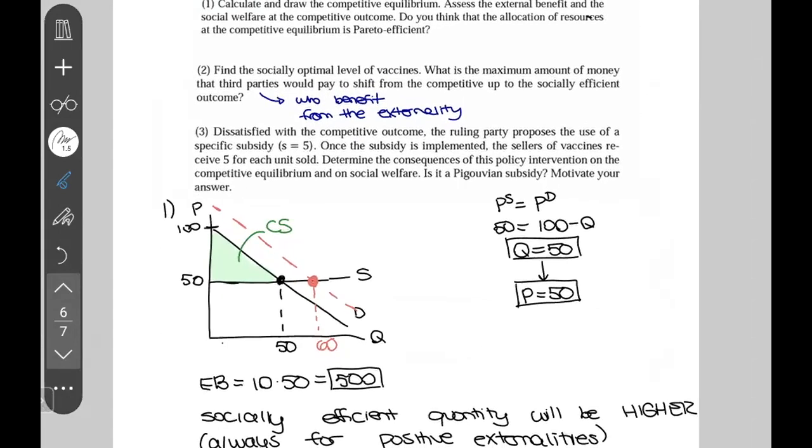And okay, so now we have a question about part 2. Can I ask something about part 2? Yeah, go ahead. Why did this shift the demand instead of the supply?